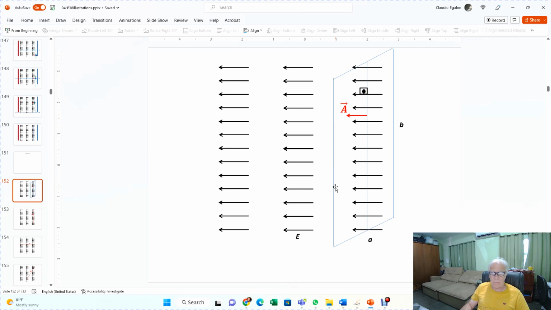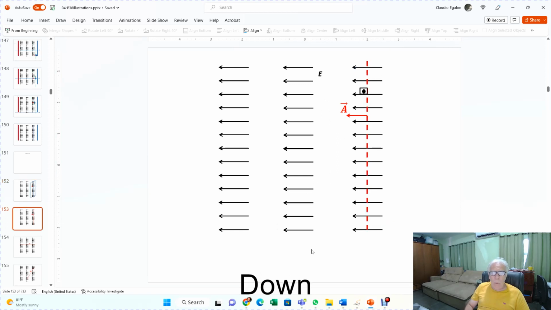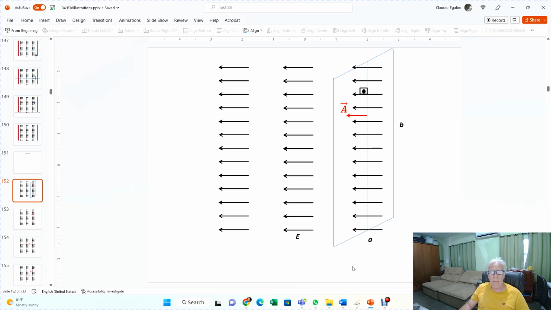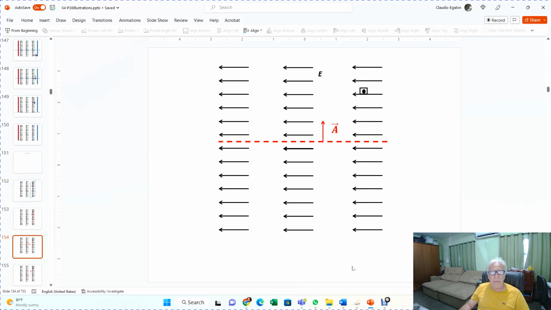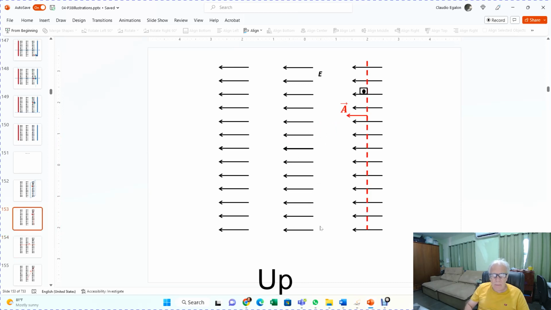Because now, here the surface is perpendicular to the drawing, right? It's the same as this surface here, but under a different view. What if the surface is oriented 90 degrees, parallel to the electric field lines? In this specific case, the vector area is going to be perpendicular to the electric field. Consequently, the electric flux is going to be 0.